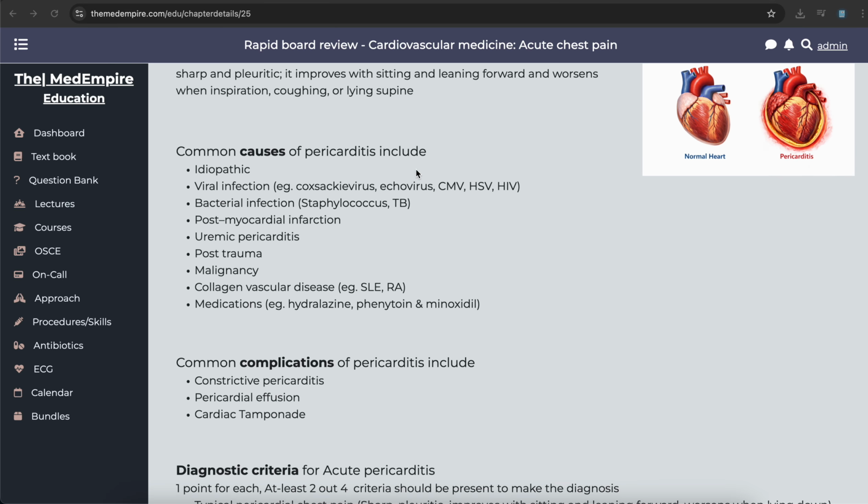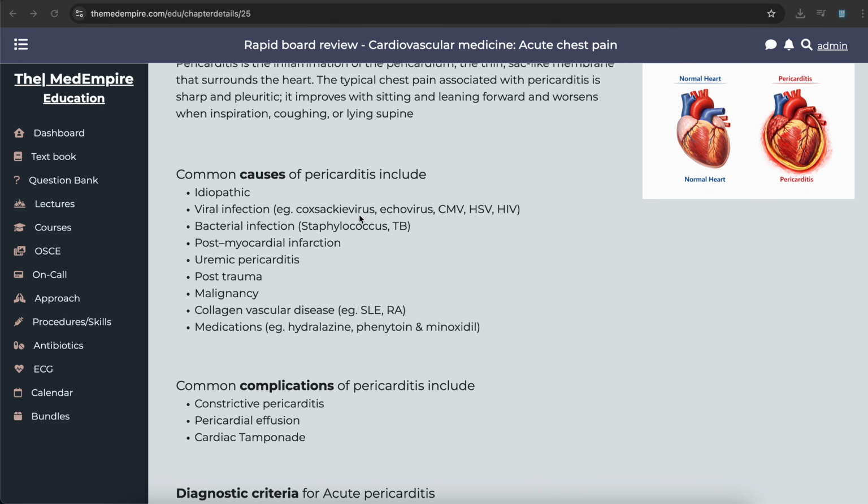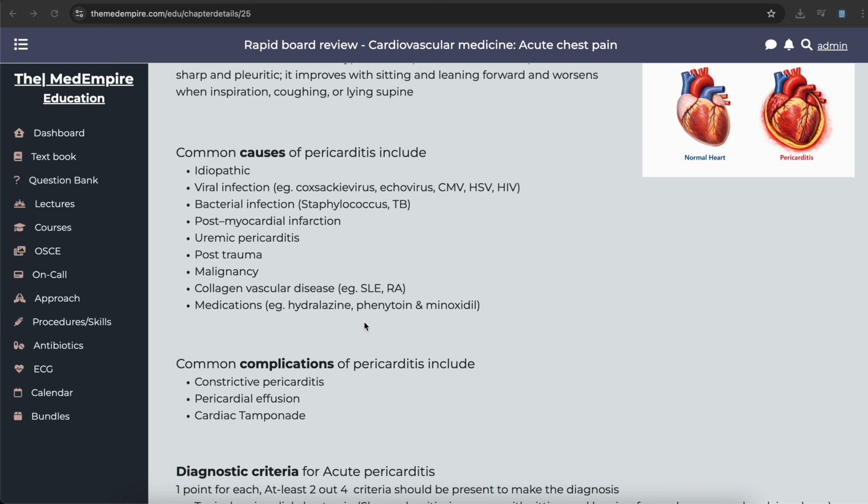So what causes pericarditis? Idiopathic, might be unknown cause, could be viral infection, the Coxsackievirus, echovirus, cytomegalovirus, herpes simplex, HIV, or bacteria like staphylococcus or tuberculosis. Could be following myocardial infarction, whether from the myocardial infarction itself or following surgery. Could be uremic pericarditis, post-traumatic injury, whether a trauma or surgery as well, malignancies, autoimmune disease like SLE and rheumatoid arthritis, medication like hydralazine, phenytoin.